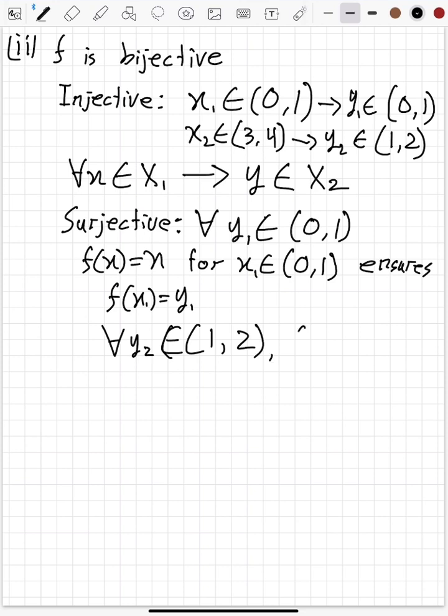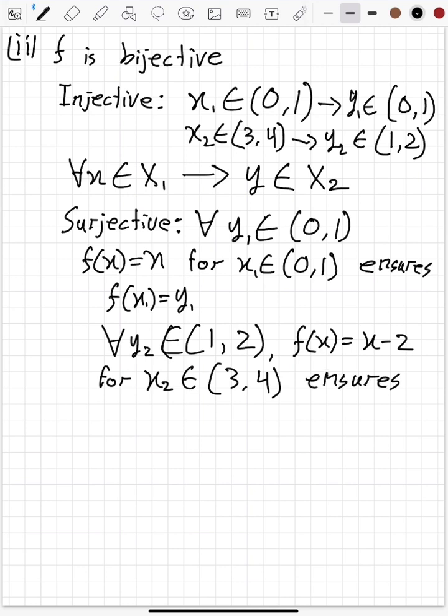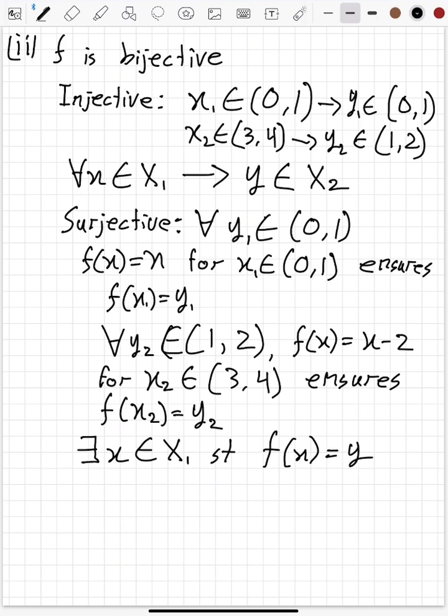F of x is equal to x minus 2 for when x2 is in (3, 4) ensures that f of x2 is equal to y2. Now, since X1 is the union of (0, 1) and (3, 4), and X2 is the union of (0, 1) and (1, 2), we can say that f ensures that there exists an x in X1 such that f of x is equal to y, for all y in X2. Since this statement shows that f is surjective, and we have shown that f is injective earlier, f is indeed bijective.